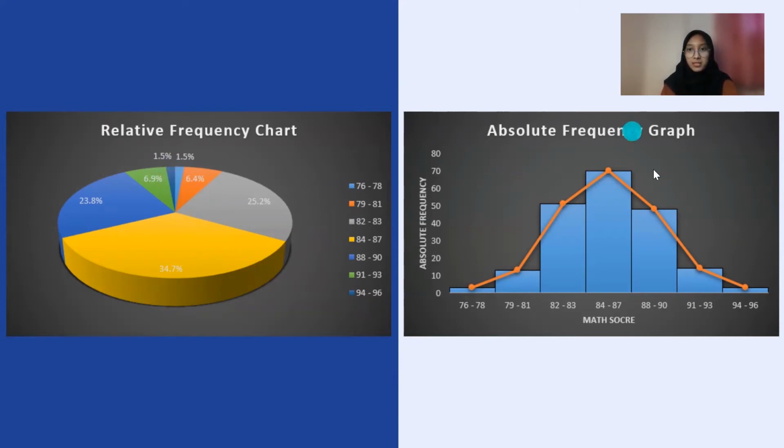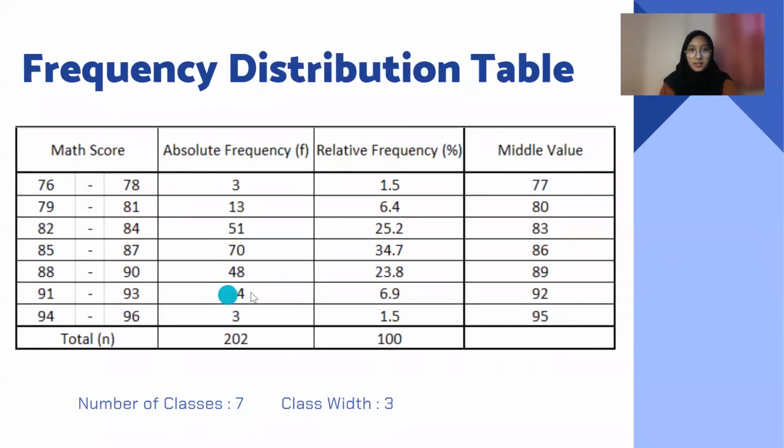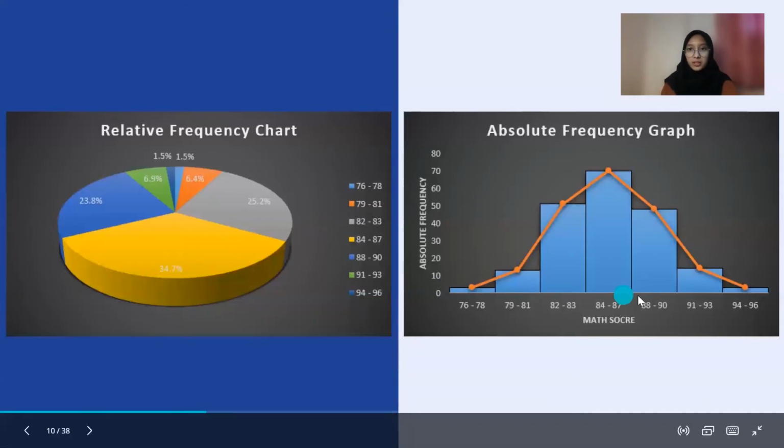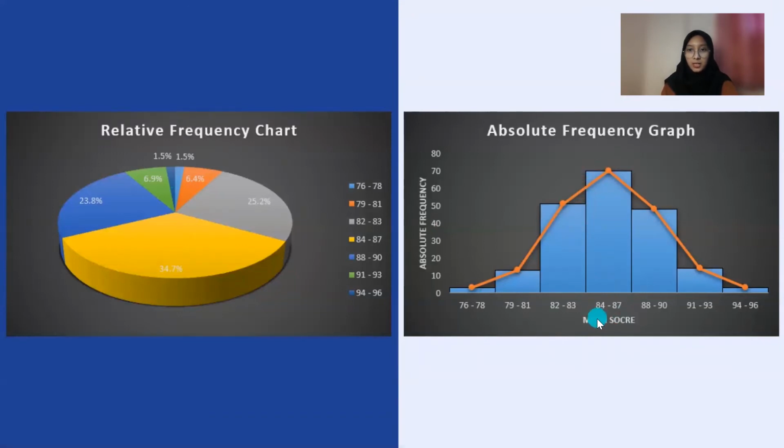And for the absolute frequency graph, I made the histogram and also the polygon, and I used the data from this table, the absolute frequency. The highest value is in the 84 until 87 interval with the value 70. And the smallest value is in the first and the last intervals with the value 3.